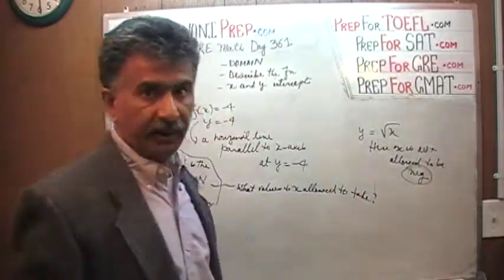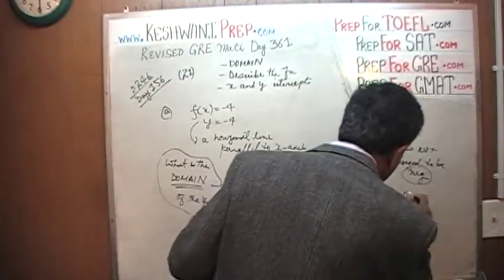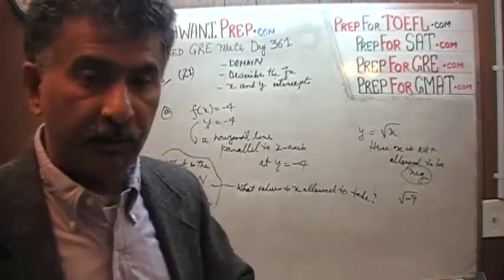Here, x is not allowed to be negative. Why? Because we can't take a square root of a negative number. If somebody asks us, what's the square root of -9?